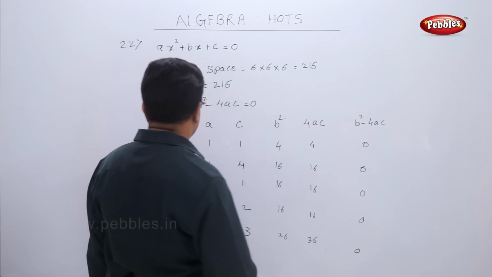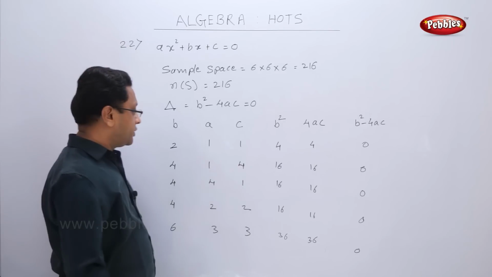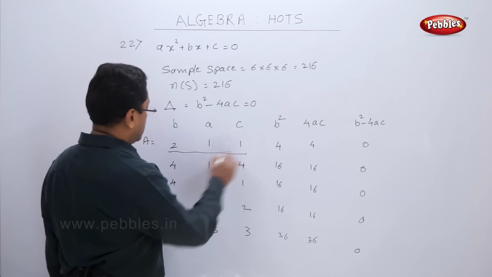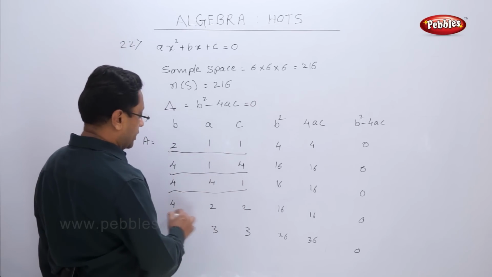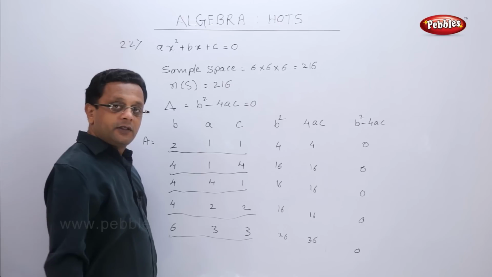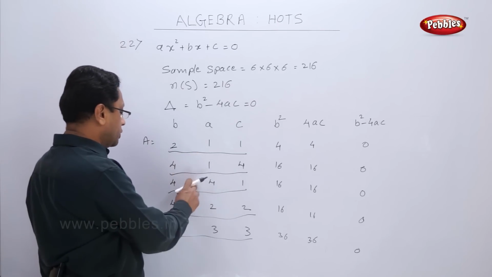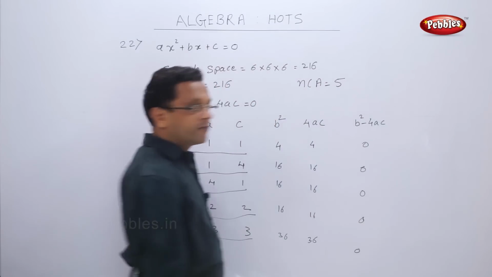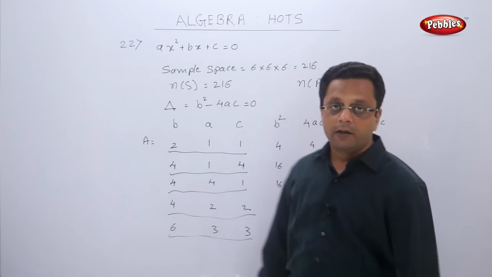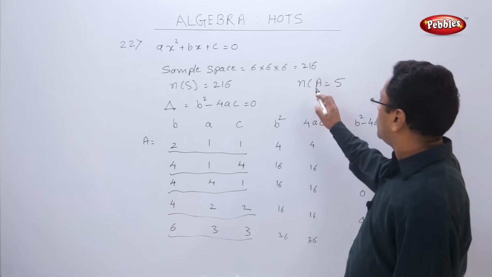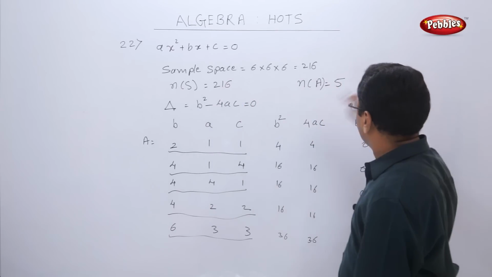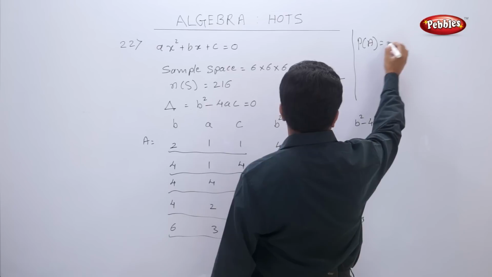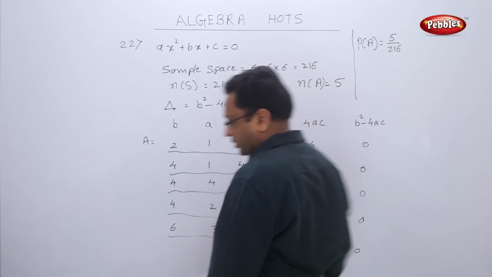So now what is the sample space for this event? The values of b, a, c will be 2, 1, 1; 4, 1, 4; 4, 4, 1; 4, 2, 2; and 6, 3, 3. So we have 1, 2, 3, 4 and 5. So my NA will be equal to 5. And now you can easily find the probability of this event, that is PA is equal to NA upon NS. So my probability of A will be equal to 5 upon 216.